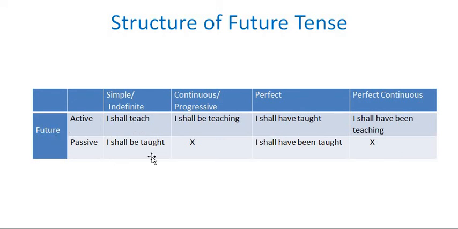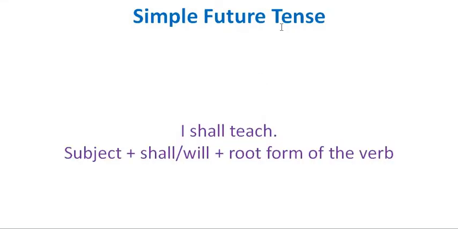That is, I shall teach. When and where do we use these tenses, these structures? That we shall discuss now. So in simple future tense, I shall teach. Here it is the subject I, and then shall or will, and then teach, the root form of the verb, the first form. Here I shall read, I shall eat, I shall drink, I shall dance, whatever it may be. The first form of the verb should be mentioned here.